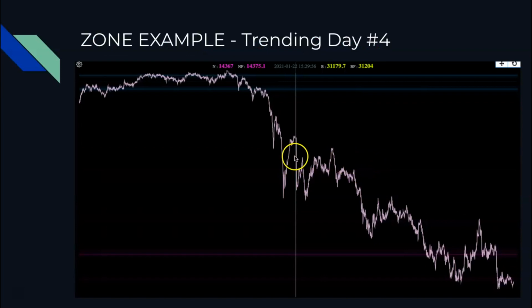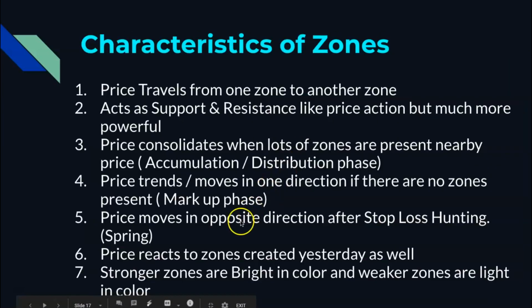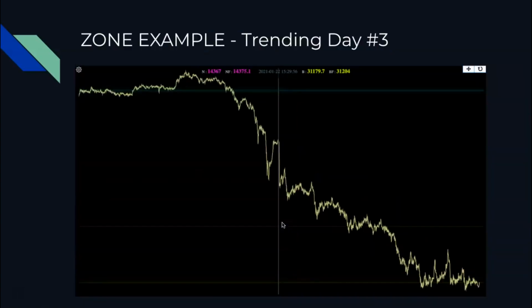Here you can see, since there are no zones created in the intraday, the price keeps on traveling in one direction until some zones are created. It keeps on falling. You can see several examples here as well. Price keeps on falling if there are no zones. Next thing is the price moves in the opposite direction after the stop loss hunting. Like I have explained here, once some kind of stop loss hunting has been done above the zone, and again if it is re-entering the zone, it travels in the same direction.